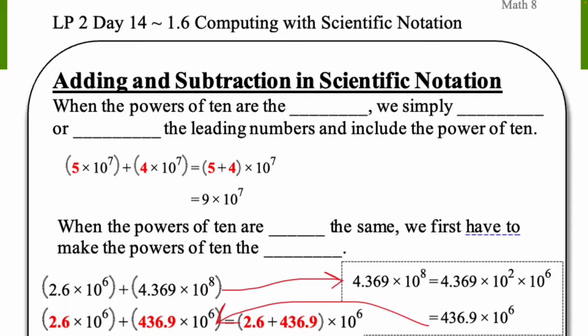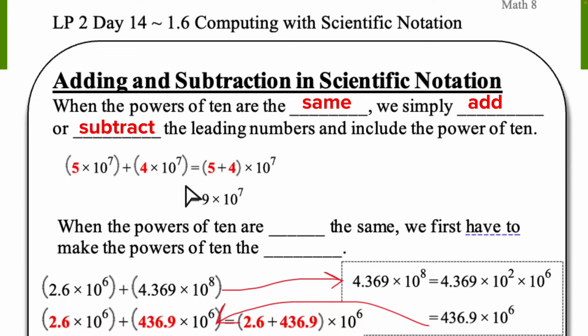When you're adding or subtracting scientific notation, the powers need to be the same, and then we can simply add or subtract leading numbers and include the power of 10 because it's already the same. So with this one, it's not the same. First, we have to change the power of 10 if it's not already the same. So we're going to practice it being the same, and then we're going to practice it being a little different so that we can see both of them.